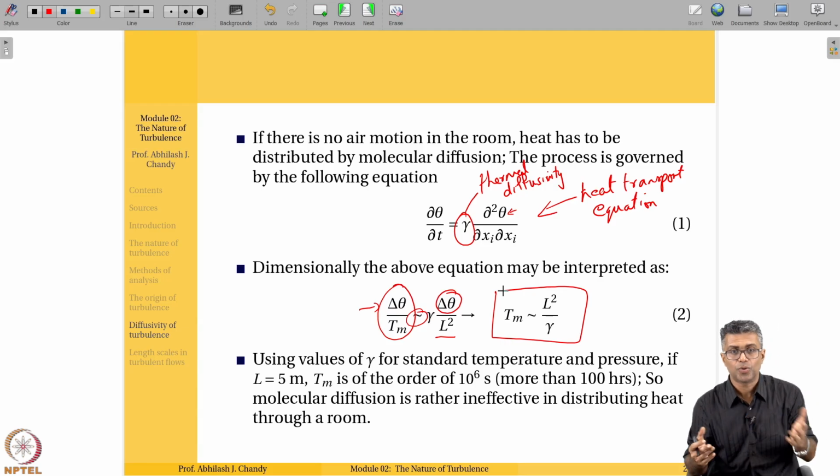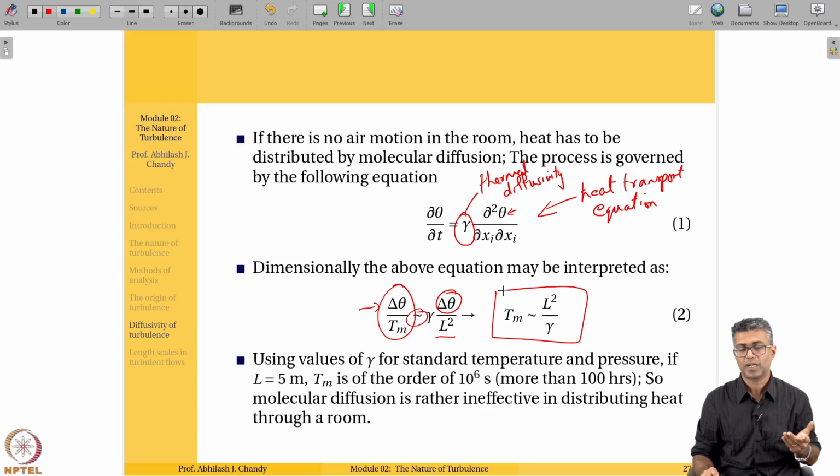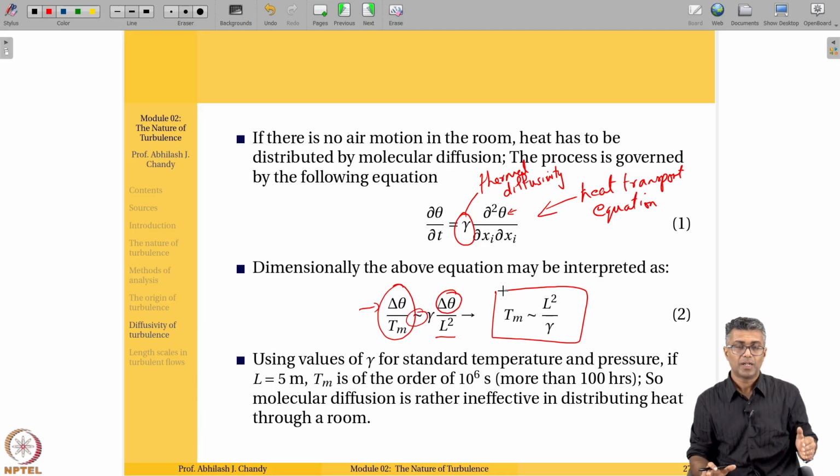So you can now guess that if it takes 100 hours to distribute the heat in the room, you can recognize the fact that it is rather ineffective. So the conclusion is molecular diffusion is rather an ineffective tool or mechanism in transporting the heat within a room of this size. It's about more than 100 hours.